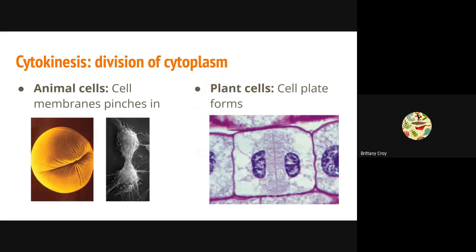After telophase, we have cytokinesis, which is when the cytoplasm officially separates between both cells. In animal cells, this happens because the cell membrane just kind of pinches in on itself. But remember that plant cells have a cell wall, so they can't pinch in. Plant cells need to form a new cell plate, basically a new wall.